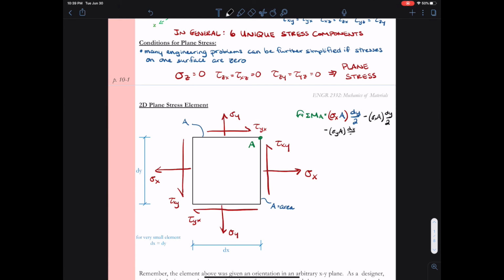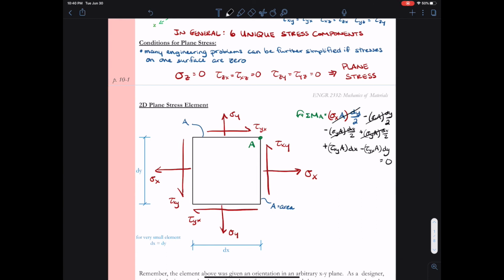Then if I look at the top arrow pointing upward, I will get a negative sigma y times A times dx over 2, plus sigma y times A times dx over 2 for the bottom arrow, plus tau xy times A times dx for the left-hand shear arrow, minus tau yx times A times dy for the bottom shear arrow. And then my other two shear forces intersect my point A, so they don't create a moment about point A. And so I set all of this equal to 0.